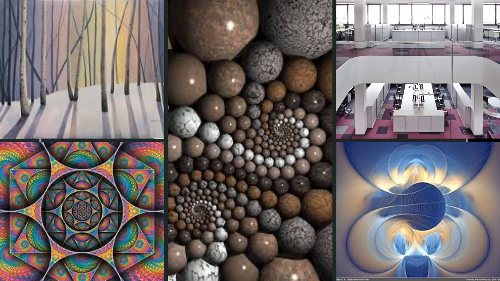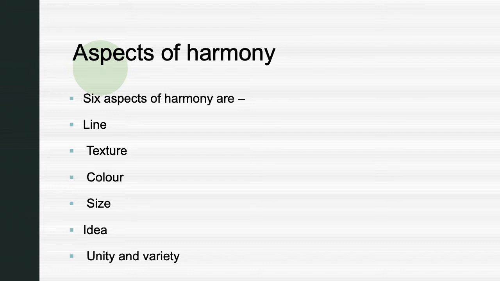Visual harmony is achieved through a balance of unity and variety. That can mean choosing complementary or analogous color schemes to achieve color harmony, or choosing typefaces that are accordant or contrasting but not conflicting. A common trait between elements could be texture, patterns, color, shape, and size. These are the aspects of harmony. Six aspects of harmony are line, texture, color, size, idea, unity, and variety.